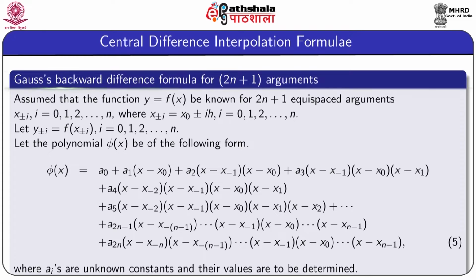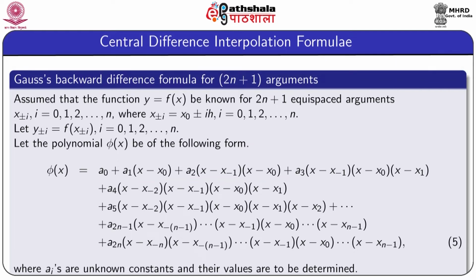Now, we go to another important formula called the Gauss backward difference formula, and this is for 2n plus 1 arguments, that means for odd number of arguments. So, here the number of points is 2n plus 1, that means there is only one point, denoted by x0, at the middle position, and the other points are denoted by x1, x2 up to xn and x minus 1, x minus 2 up to x minus n. So, in this case the polynomial phi x is constructed as per the following rules, that means phi x equal to a0 plus a1 (x minus x0) plus a2 (x minus x1) into (x minus x0) and so on.